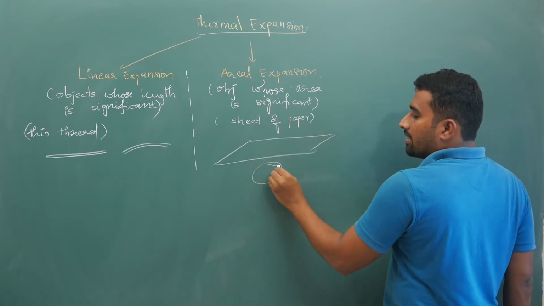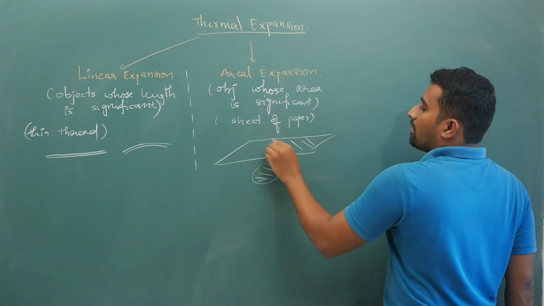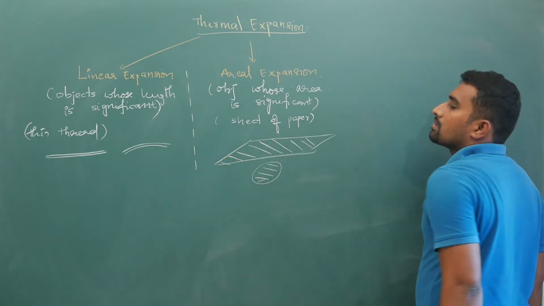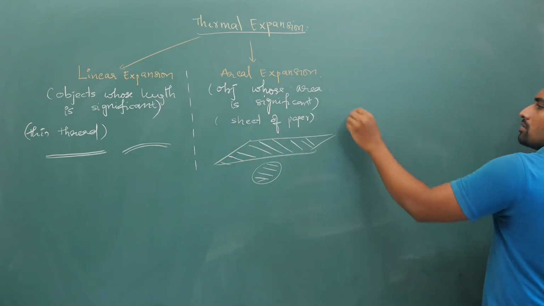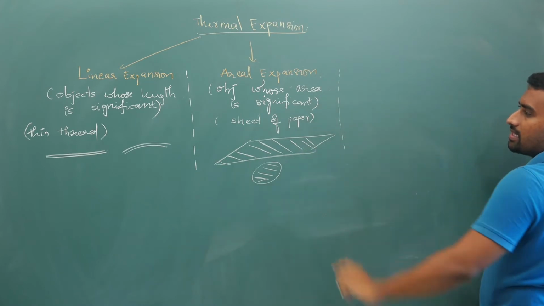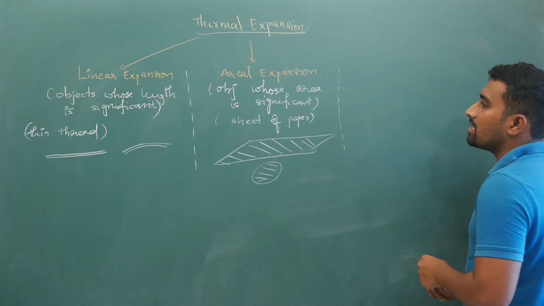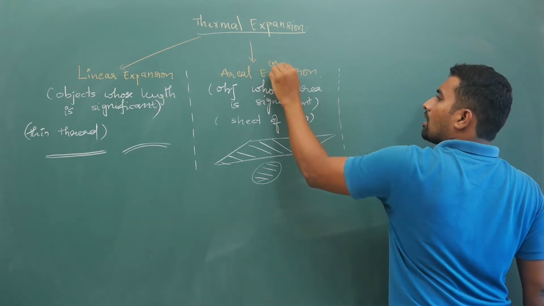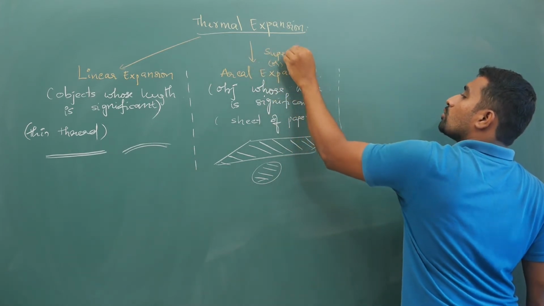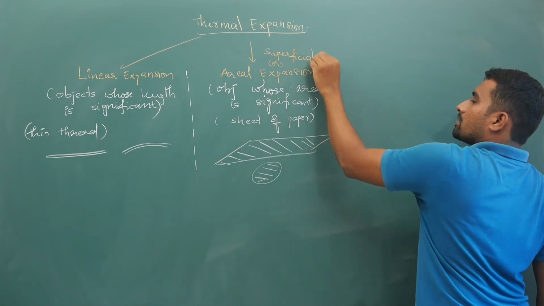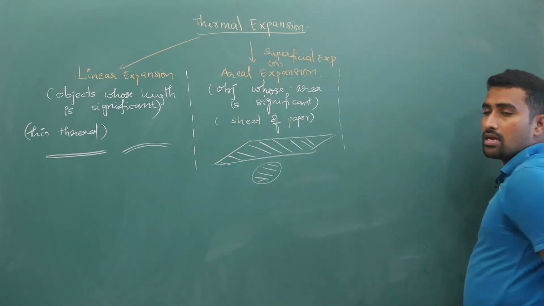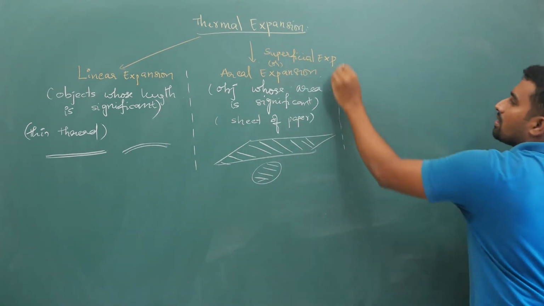You can form a disc like this, you can form a rectangular plate like this. And you can define whatever. If you are considering the area significance, you can call it aerial expansion, or it is also called superficial expansion. Superficial expansion gives the same meaning.